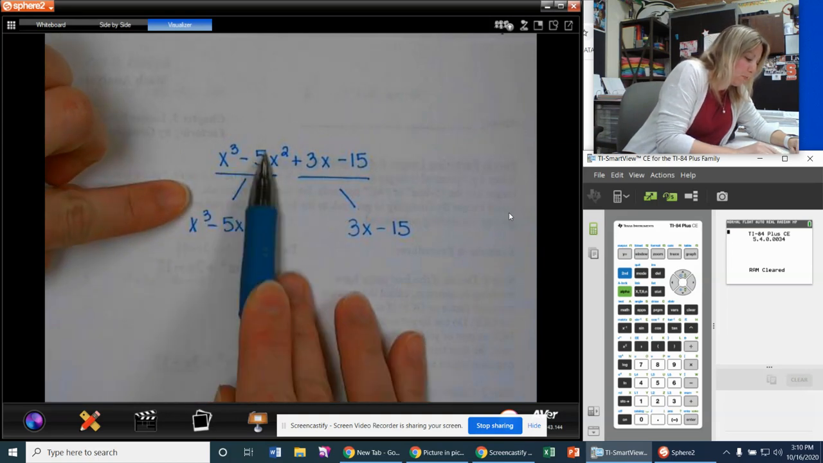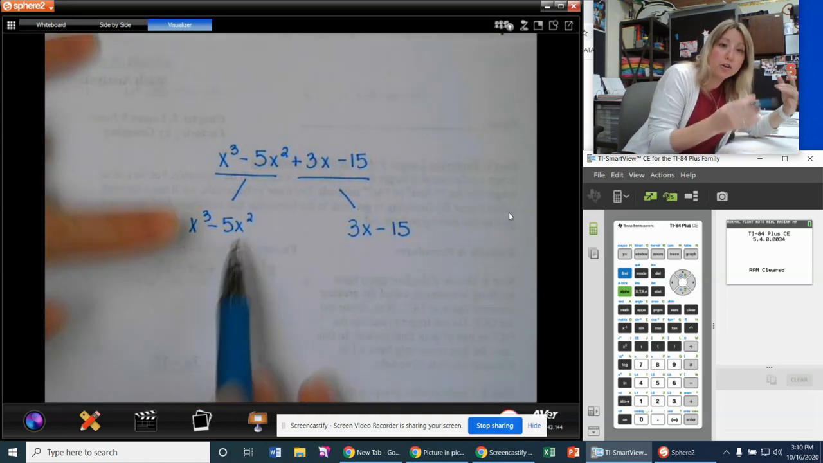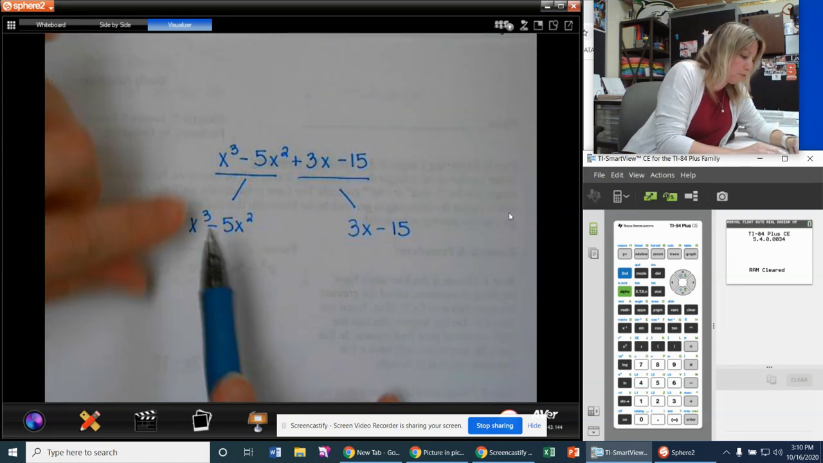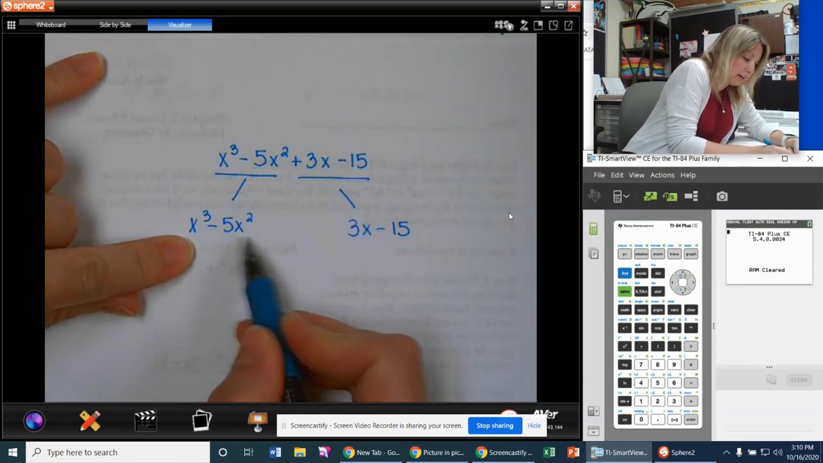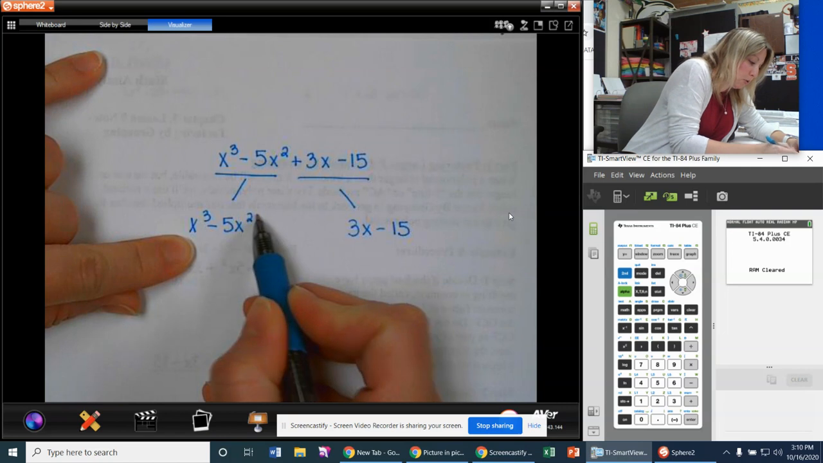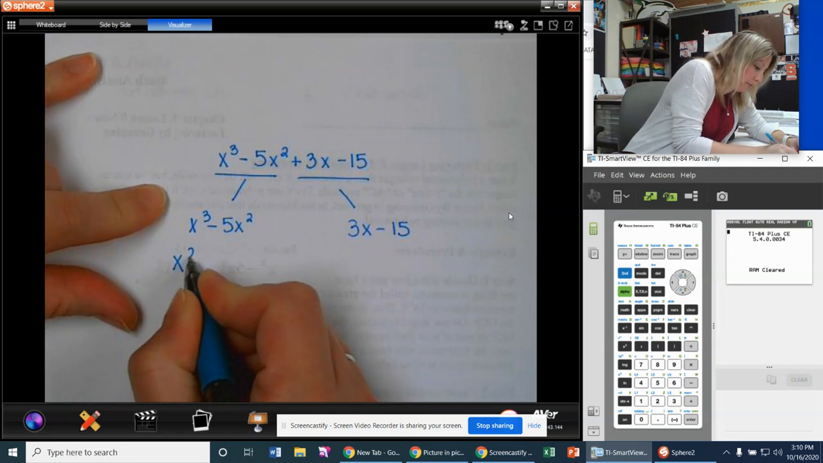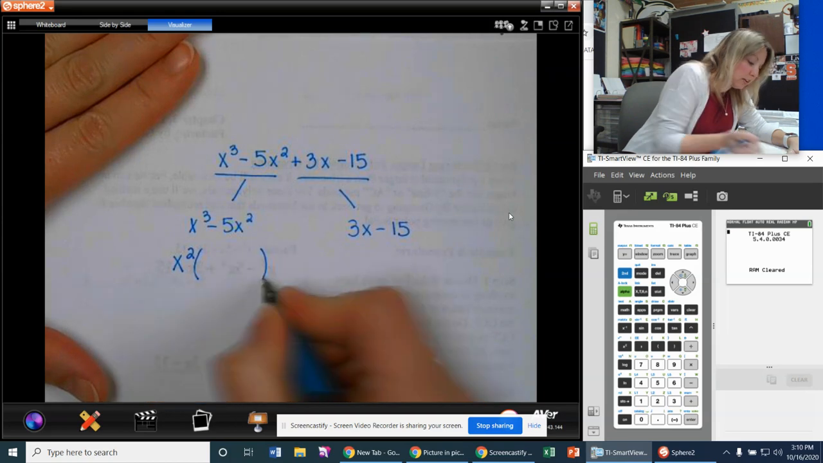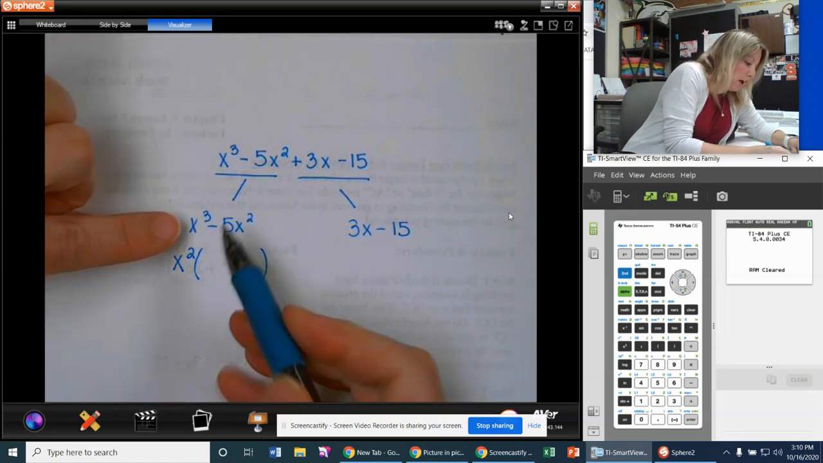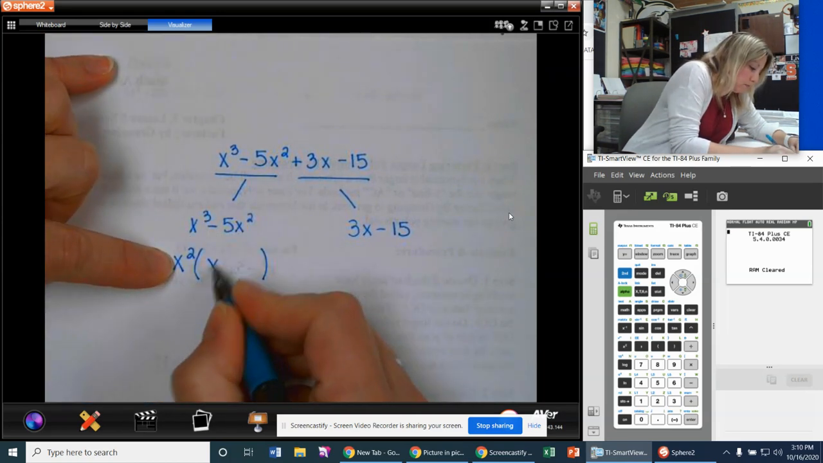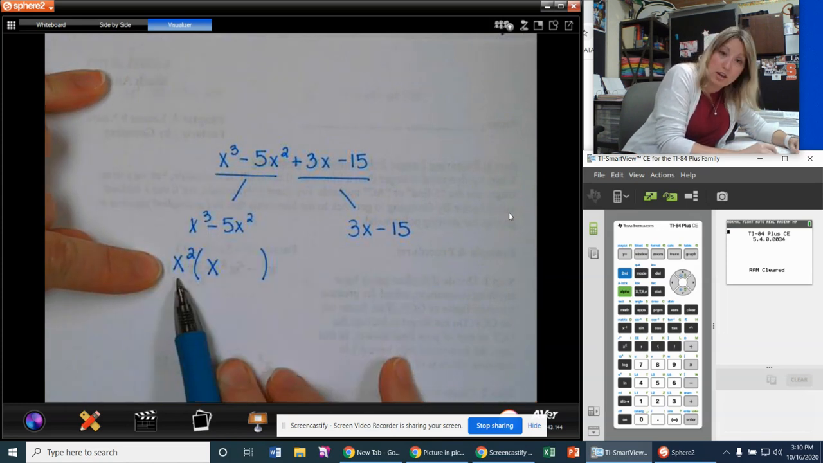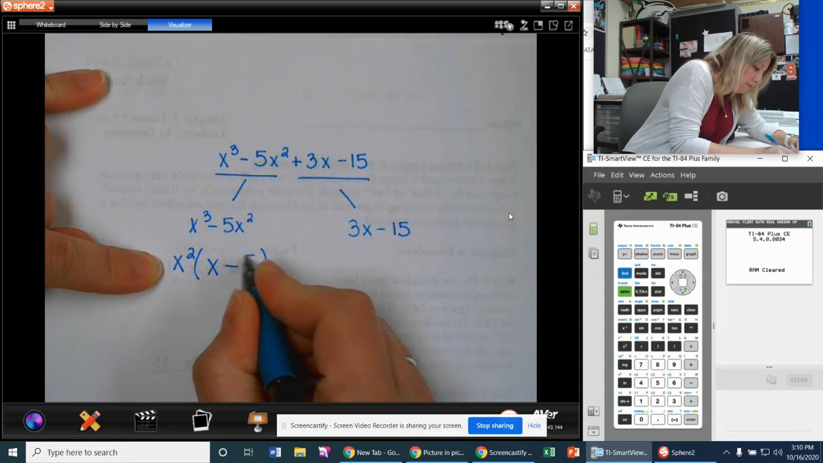So let's look at the first binomial. What do these both have in common that I can pull out? Well, their GCF: they both have an x involved, and the lowest exponent present is a squared, so I'm going to bring out this x squared. Now I'm going to divide each of them by x squared and see what the leftover is. x cubed divided by x squared is x. Negative 5x squared divided by x squared: the x squareds cancel out, so you're left with a negative 5.